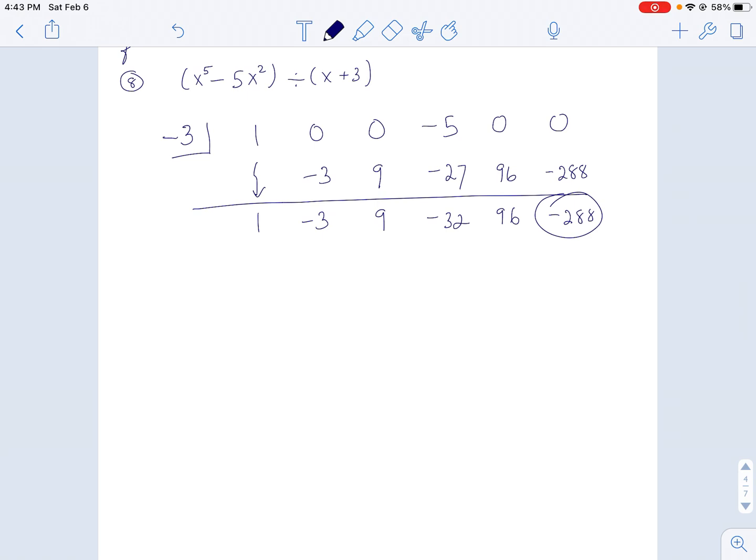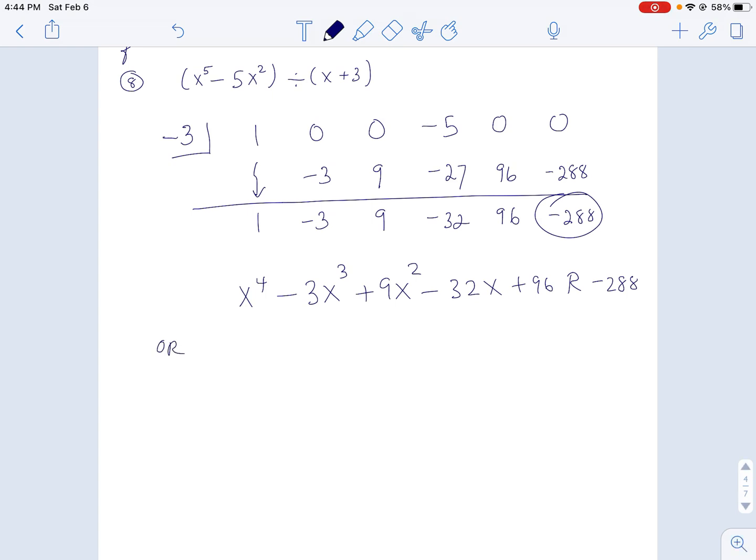And we started with x to the 5th, so my polynomial after division will be an x to the 4th. My numbers beneath the line are 1, negative 3, 9, negative 32, 96, and I have a negative 288 circled. So the 1 is really a 1x to the 4th, minus 3x to the 3rd, plus 9x to the 2nd, minus 32x plus 96. For the remainder, I just put a capital R, and then negative 288.